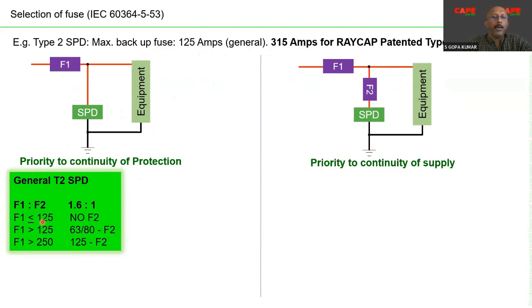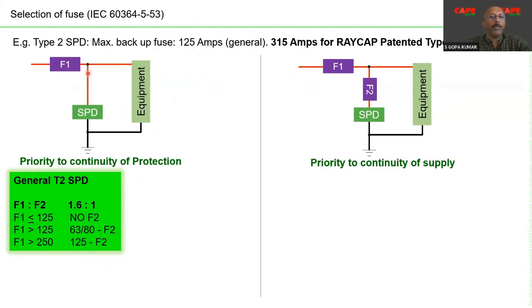If F1 is less than or equal to 125 amps, you don't need any F2. If F1 is higher than 125 amps, then you require an F2 of 63 or 80 amps. F1 is the line fuse, F2 is the additional backup fuse. And if the line fuse is anything greater than 250 amps, you require an F2, and the maximum capacity of F2 is 125 amps. That is the meaning, maximum backup fuse 125 amps. It doesn't mean that always up to 125 amps you don't need any backup fuse. You can take it in that way.